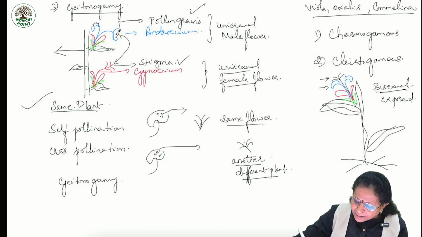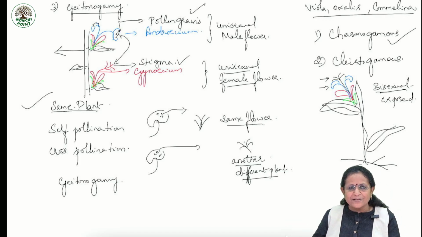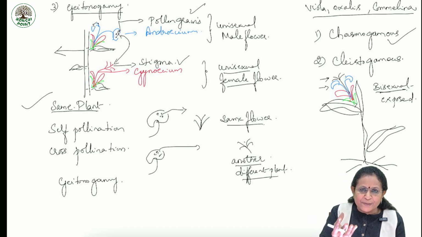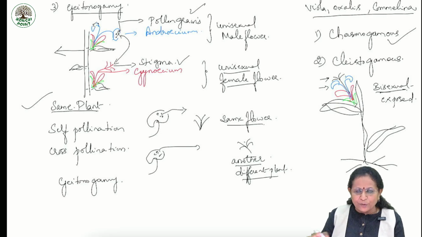But what about the other flower? Hence, what do you call these flowers as? Chasmogamous flowers. Chasmogamous flowers are those wherein the androecium and gynoecium are exposed and cross pollination can take place. They are not covered, okay.